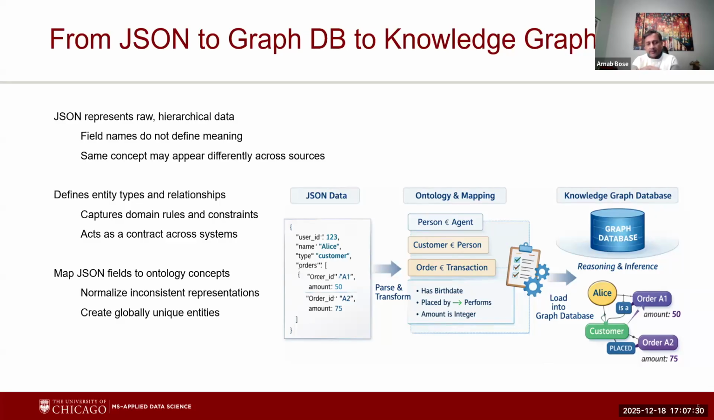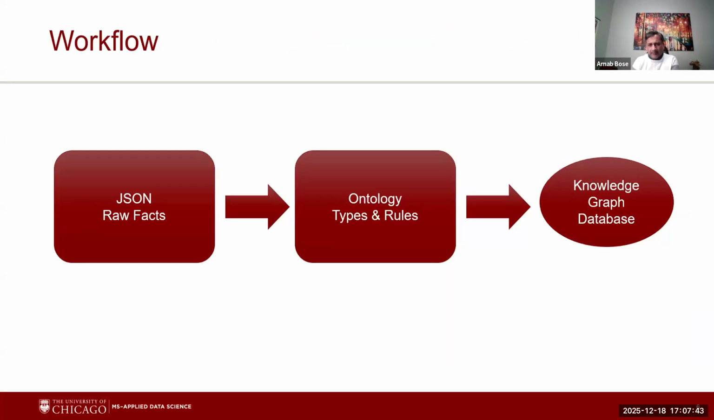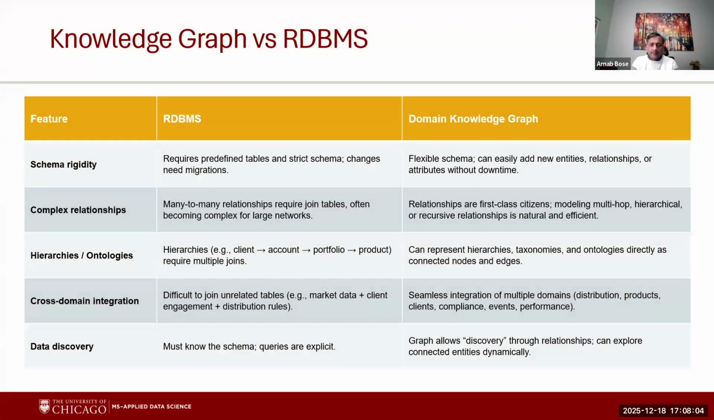Sitting on top of the graph database is a knowledge graph. The graph database is the underlying technology, the storage, and on top of it is the knowledge graph. So a very simple visualization is: you have the JSON, you create the ontology, the rules, and then you get a knowledge graph. That's where we are right now. We started with some data, we converted it into JSON, and now we have a knowledge graph. And the knowledge graph, as I mentioned briefly earlier, has a lot of advantages.